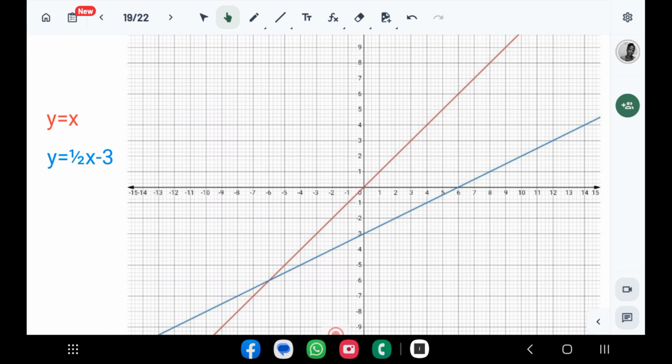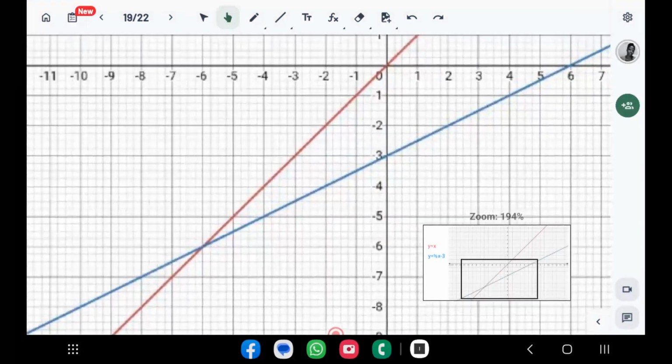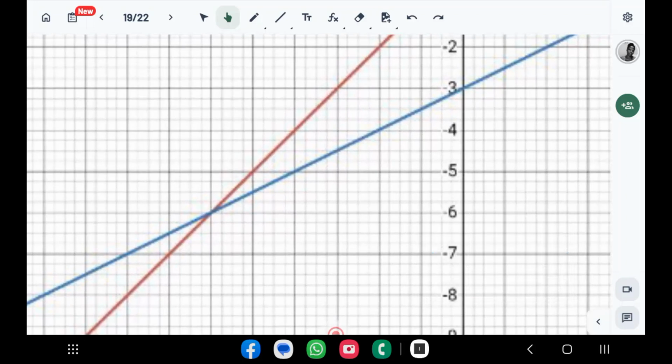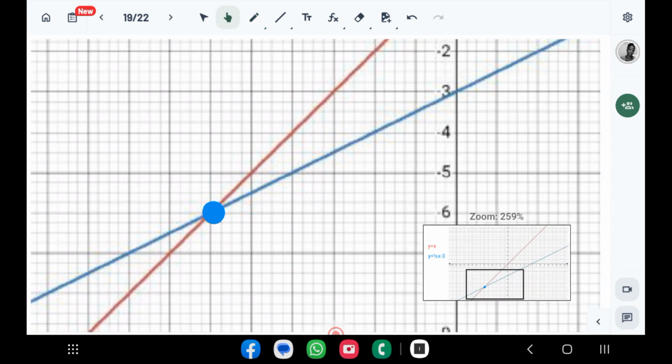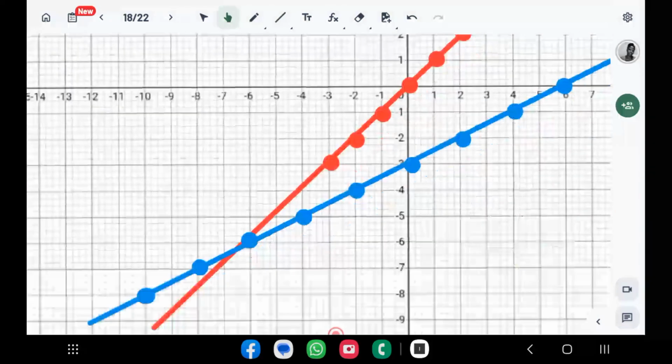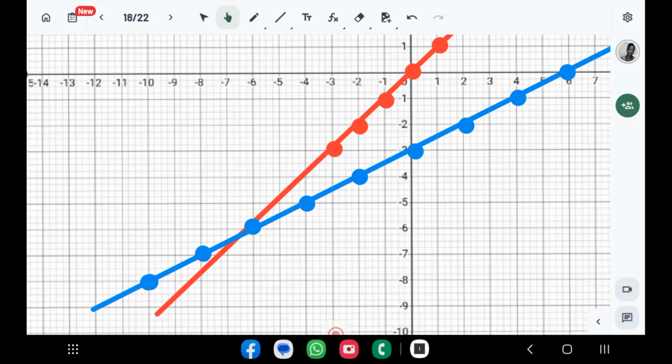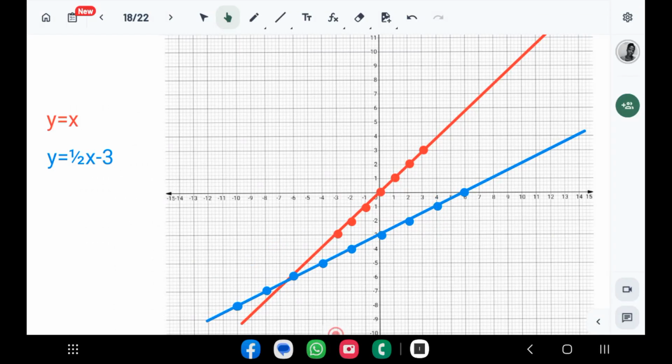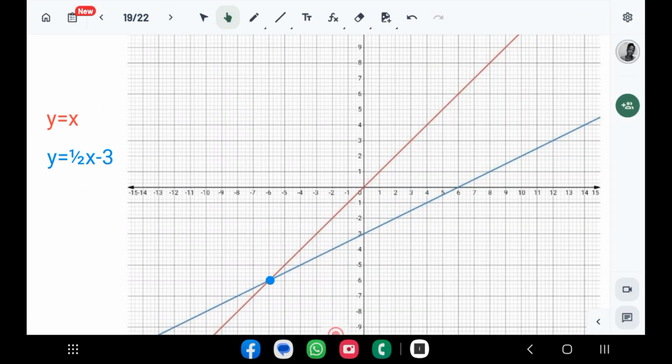Now let's see what the graph calculator drew for us. Perfect. These two meet at the point negative 6, 6. That is the point where they meet. Okay, let me make it bigger so you can see. This is the point where they meet. And that's exactly the point where they met on our graph as well. Negative 6, 6. So this is an accurate drawing, and the graph calculator agrees with us.